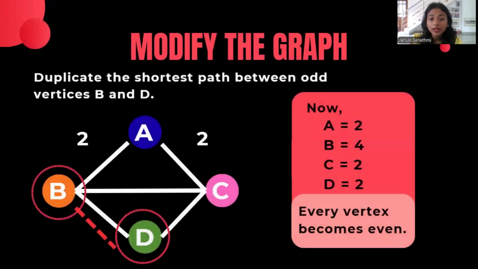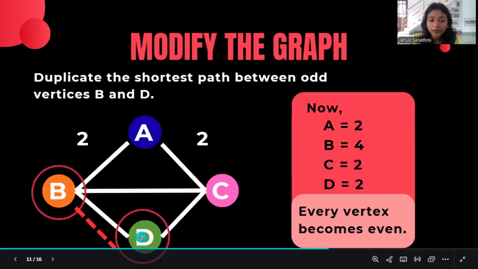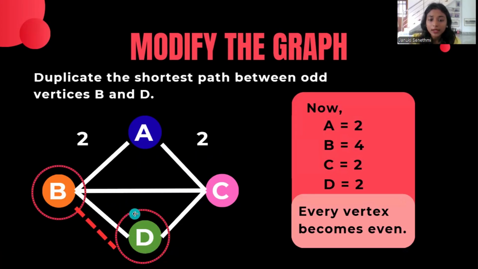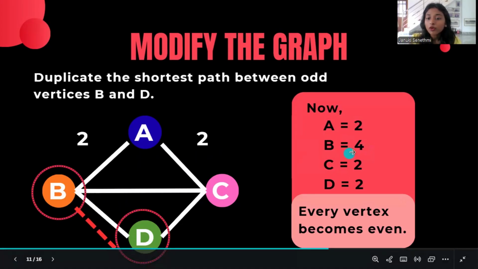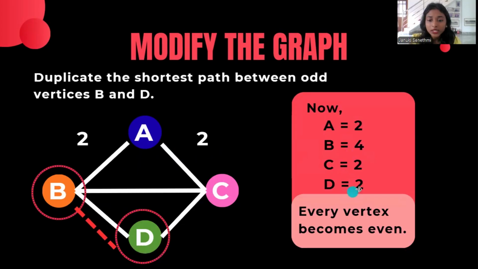The next step is to connect the odd degree vertices. In the example, the shortest path is between B and D. Instead of creating a brand new road, we simply imagine traveling that road twice. This duplicates the edge. Now let's check the degrees again. B changes from 3 to 4 and D changes from 1 to 2. Now every vertex has an even degree. Our graph has successfully become Eulerian.